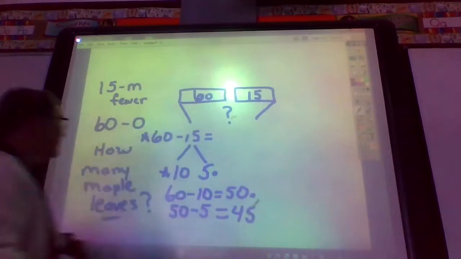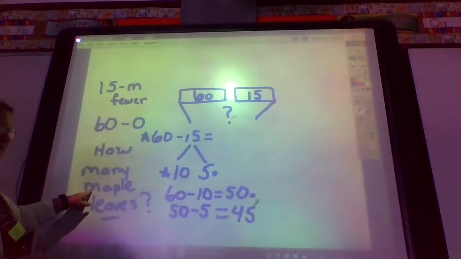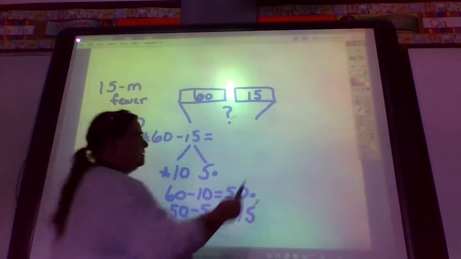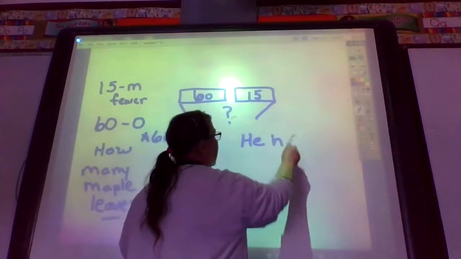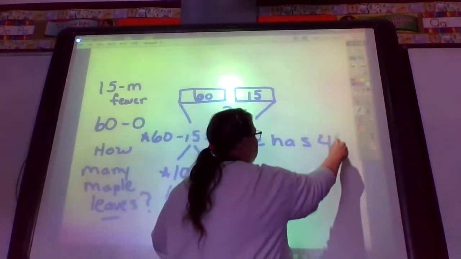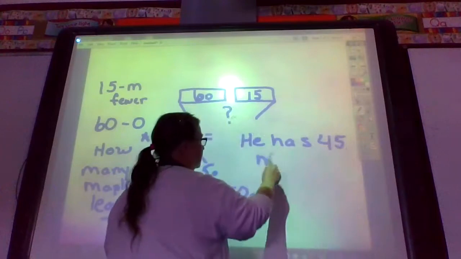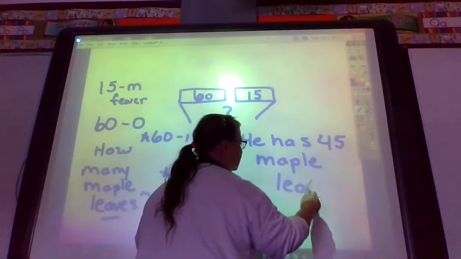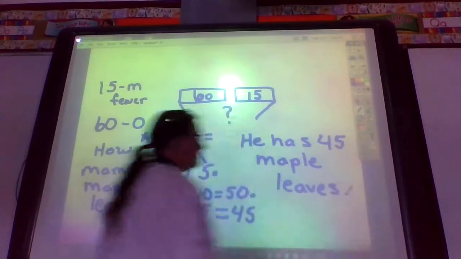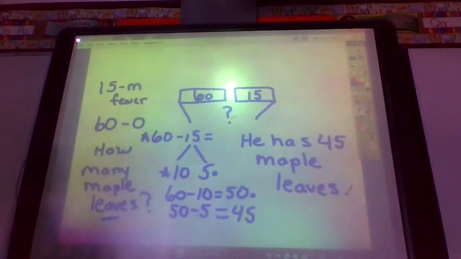So he has 45 maple leaves. So let's write that sentence on the back of our paper. He has 45 maple leaves. Yep. So that's what he had left. That's what Daniel has left. He has 45 maple leaves. Okay? So try to get that down. Try to get all that down.